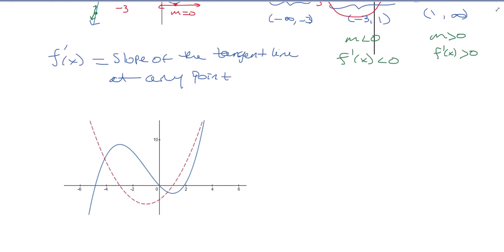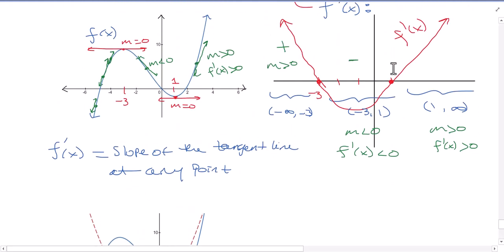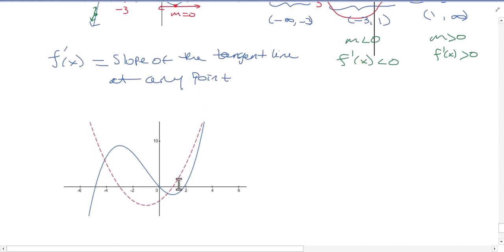So not too bad, right? Wasn't too far off from my rough sketch here. So there's our function in blue, and there's our derivative in red. So let me just recap sort of what we had talked about.